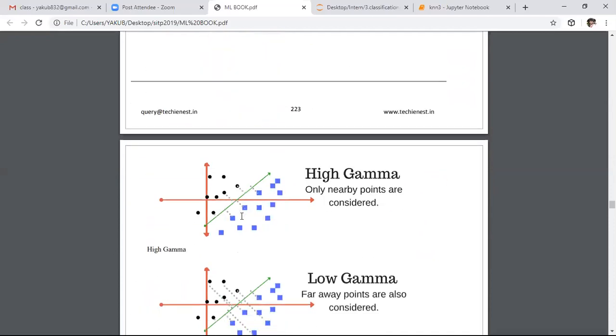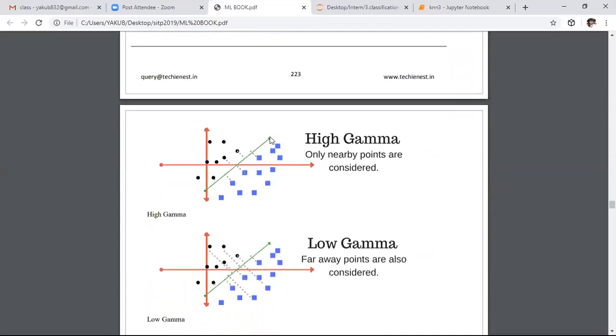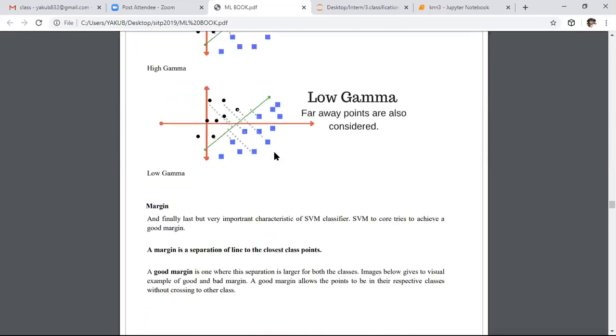If you observe this line, if you want to plot this hyperplane, if you want to draw this line, and you consider the closest or nearby points lying beside this hyperplane, that is called high gamma. Whereas if you consider far away points to draw this hyperplane, that is called low gamma. We need to specify the gamma value in the SVM algorithm. Based on this gamma value, it will plot the optimum hyperplane.